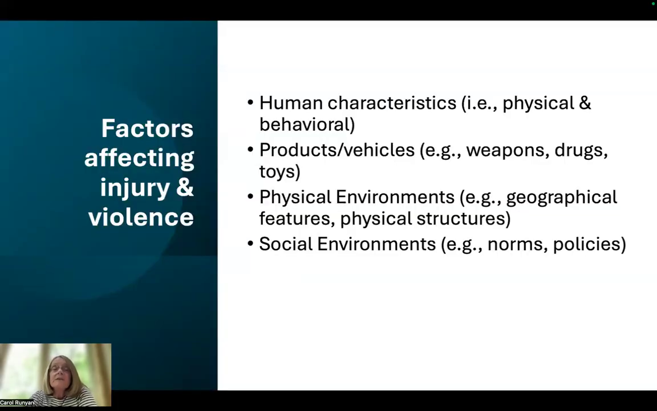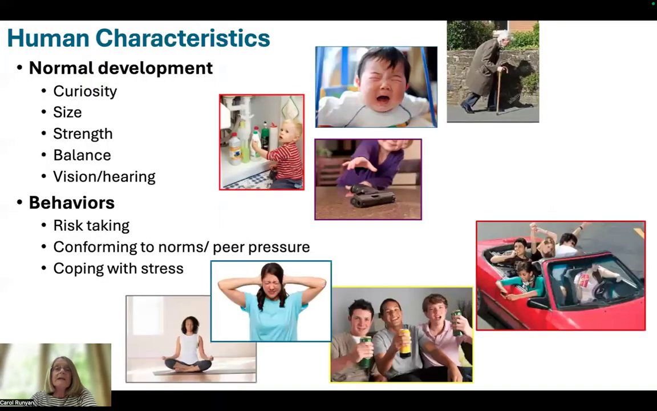As we think about the factors that affect injury and violence, we think about human characteristics, physical factors, as well as behavioral factors. And I'm going to give you examples in just a moment. We think about the products or vehicles, if you will, whether it's weapons, drugs, toys, and so on, cars. The physical environments that have an effect on the whole injury process, factors of the geography, what's around you in the environment, as well as physical structures, and the social environments, norms, and policies.